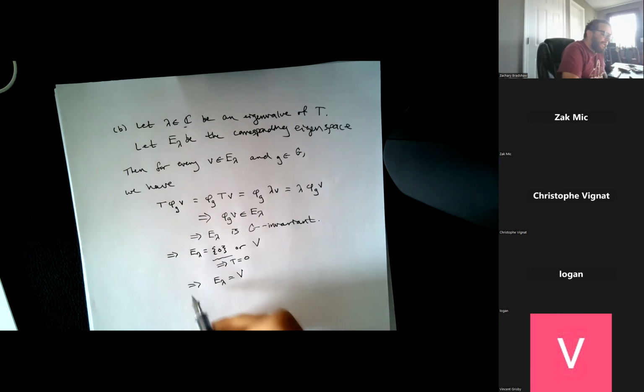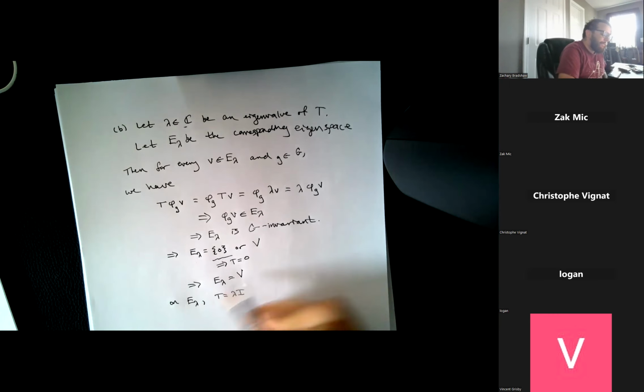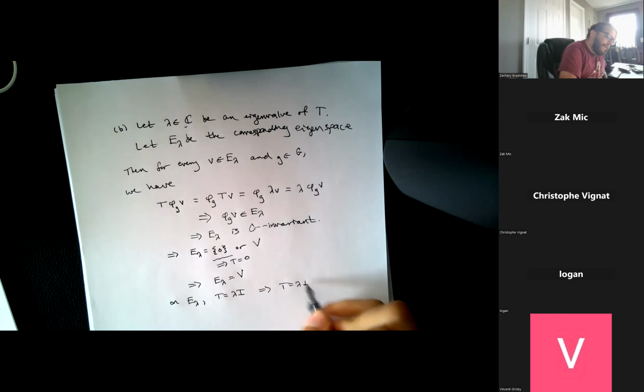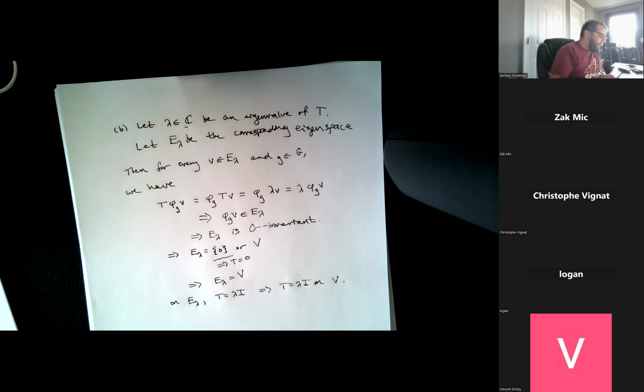But how does T act on E lambda? So on E lambda, T is just lambda times I, right? So how does T act on an eigenvector? It just multiplies it by lambda. Okay? But E lambda is equal to V, and so T is equal to lambda I on all of V. Okay, and so that proves part B. And we're done.